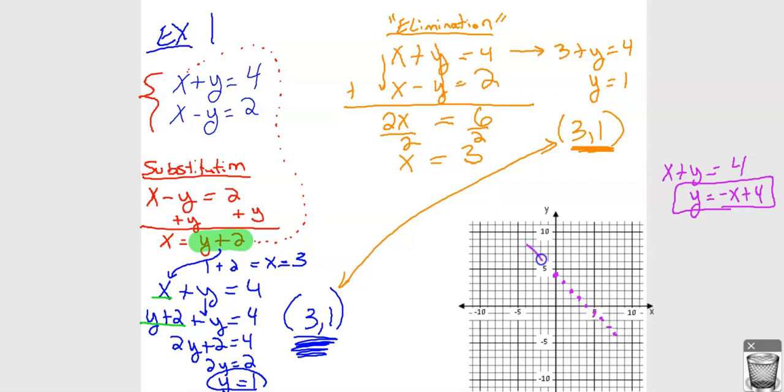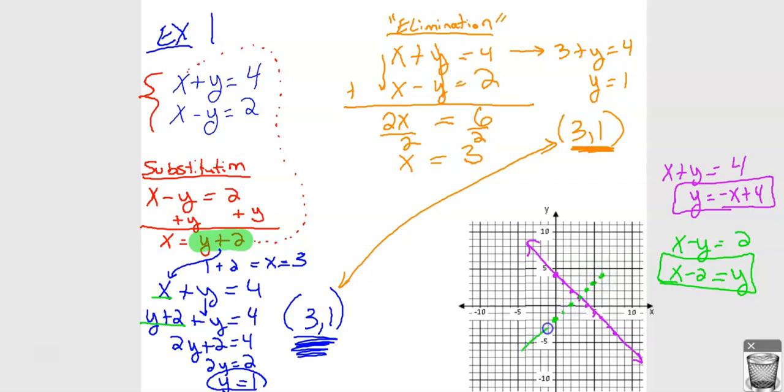So this line is going to look like this. And then the other line, it's x minus y equals 2. I'm going to solve for y. I'm going to get this equation. So that's going to start at negative 2, and it has a positive slope. Up 1 over 1, up 1 over 1, and so on.